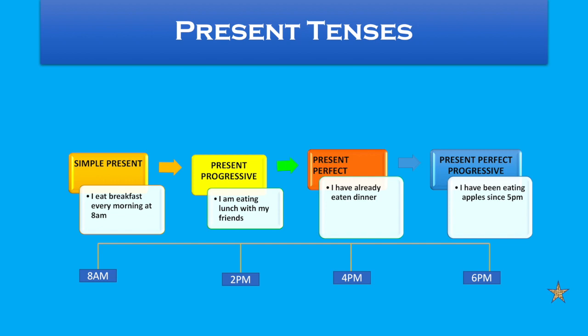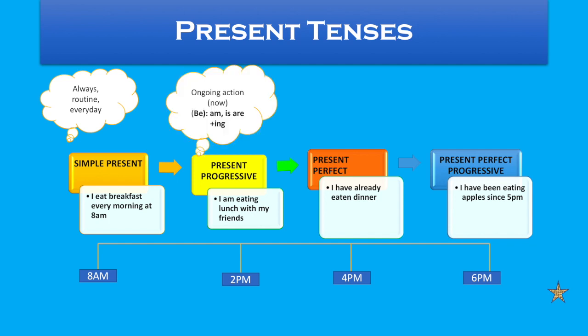So the present tense, we have simple present. For simple present, we look at things that we do all the time, everyday routine. So for example, I eat breakfast every morning at 8 a.m. So currently, if it's 8 a.m., I can always say, oh, I have breakfast every morning at 8 a.m. Or even if it's not 8 a.m., whatever time of the day it is, I can always say, this is the time that I have breakfast. I have breakfast at 8 a.m. every morning. So this is a routine. This is something I do all the time.